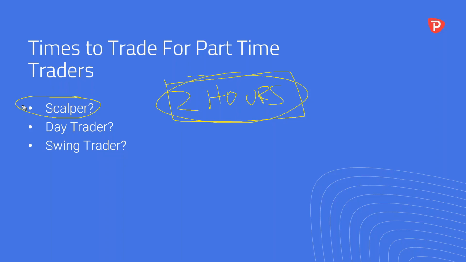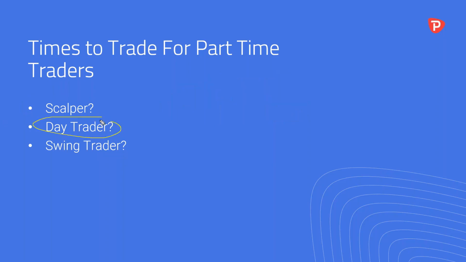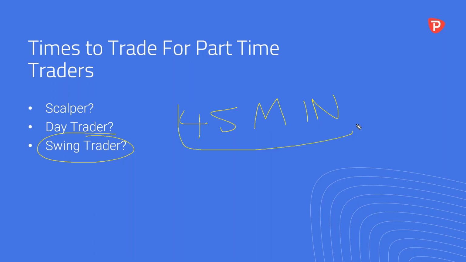You've got to be there, and you've got to be very, very quick, in and out, in and out, in and out. Day traders, you need to put in a similar amount of time. But swing trading, as we always say, Tyrone, it's the easiest. It's 45 minutes. You barely even have to be a slave to the charts.